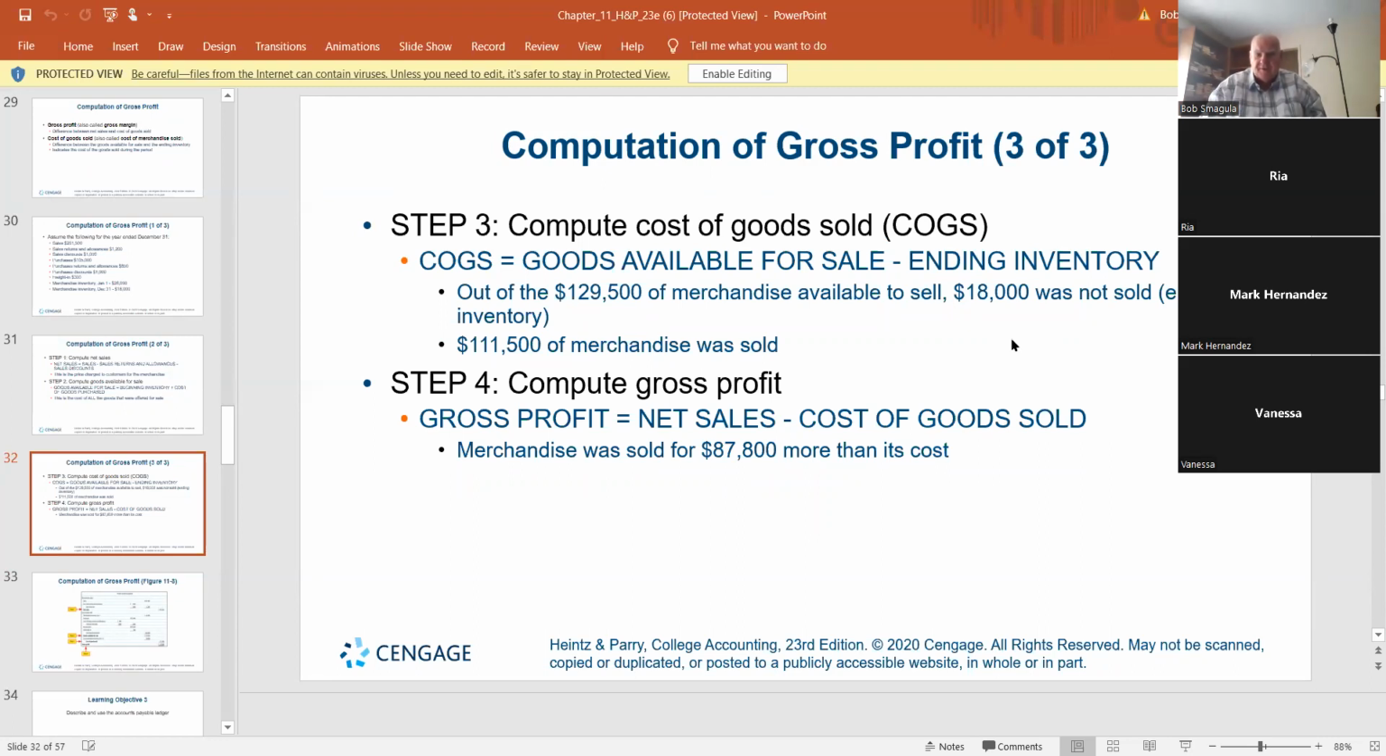Another way to make the point is what's available, the 129,500, at the end of the month, we either sold it or we still have it. Well, we have to account for 129.5. Well, we have 18 still here. We're assuming the 111.5 is what was sold, the cost of goods sold. And then you just subtract that number from the net sales, okay?